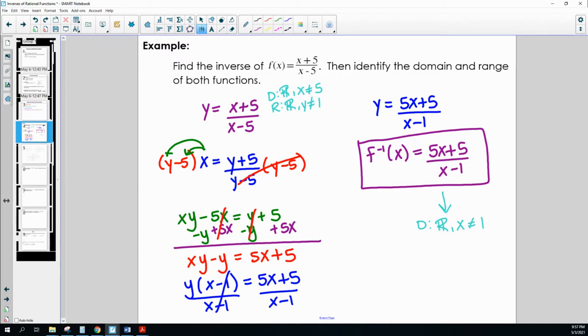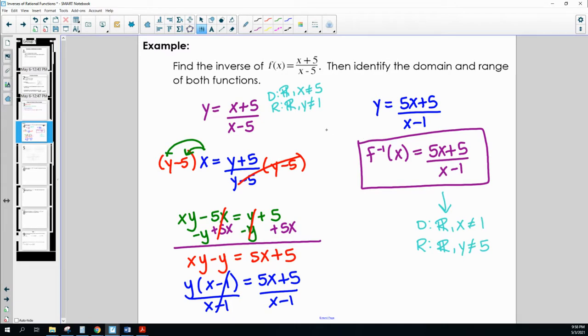Okay, so based off of that logic, we can assume that the range for this inverse will have a restriction that it can't be 5. And let's just double check. So the range here would be all real numbers, except y cannot equal the horizontal asymptote. Again, your degrees are the same on the top and the bottom, so if we were to divide what's in front, 5 over 1, we get 5. So here, the domain of the original matches with the range of the inverse, and the range of the original matches with the domain of the inverse.